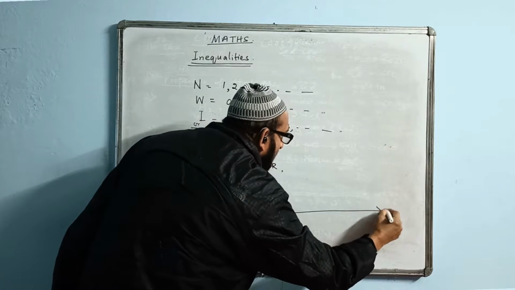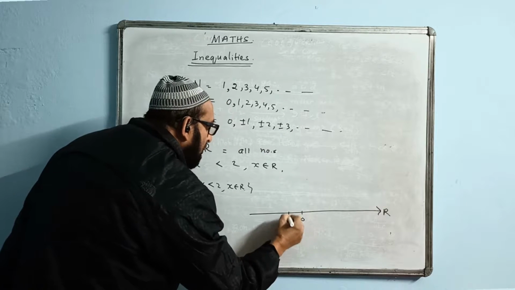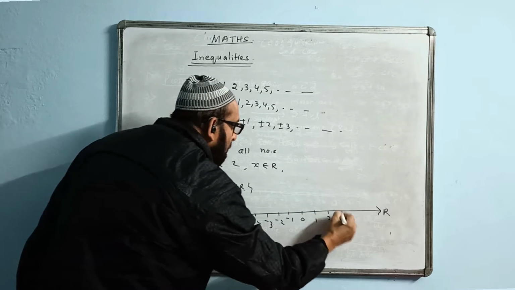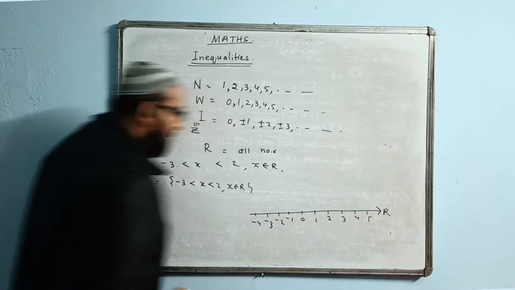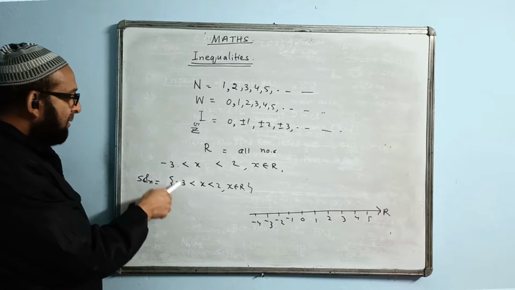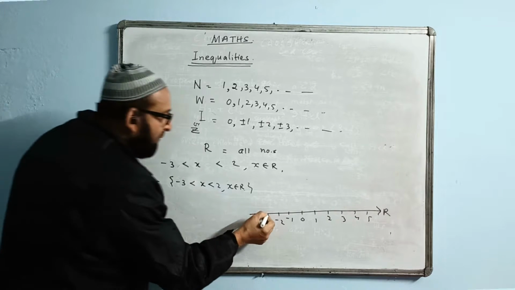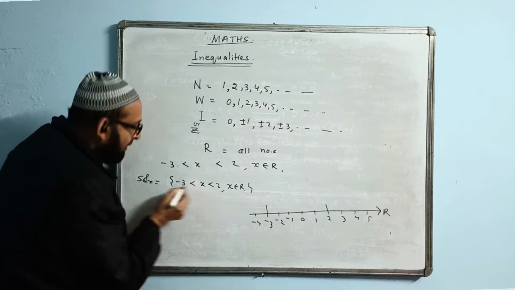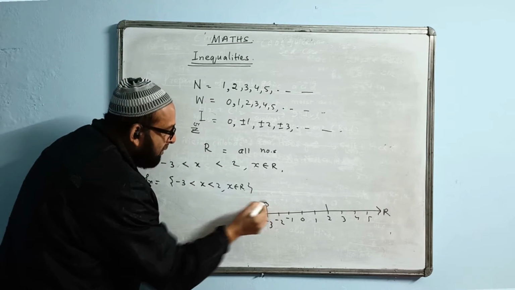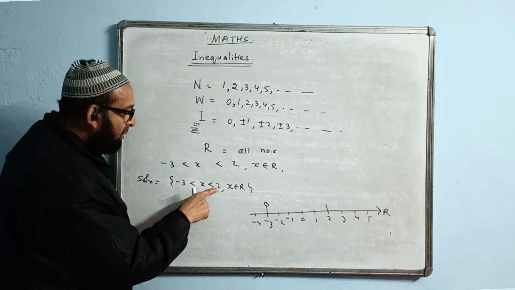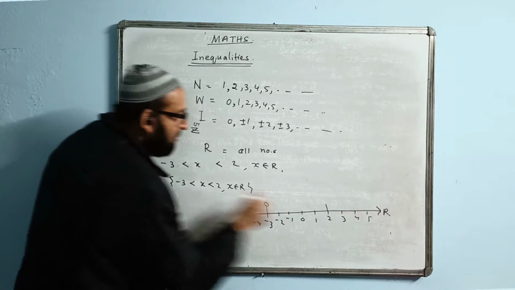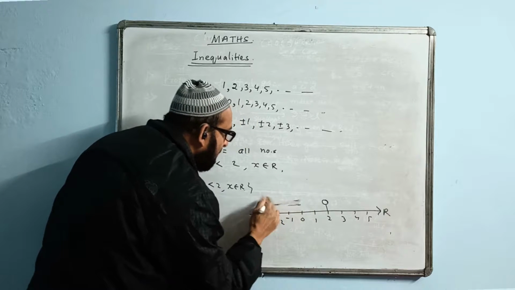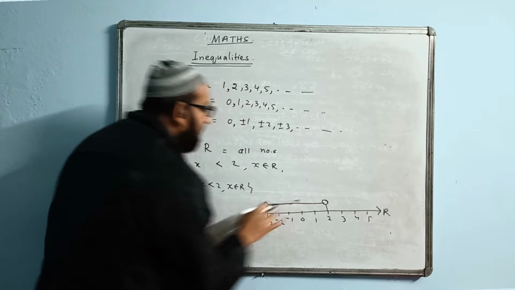On the number line R, we will show 0, -1, -2, -3, -4, and here also 1, 2, 3, 4, 5 like that. What are the answers here? Between -3 and 2. So -3 we will mark here, and 2 also here. There is no equal sign, so we will keep a hollow dot here. There is no equal sign. And out here, less than 2, there is again no equal sign. We will put a hollow dot and join them by a line between them this way.